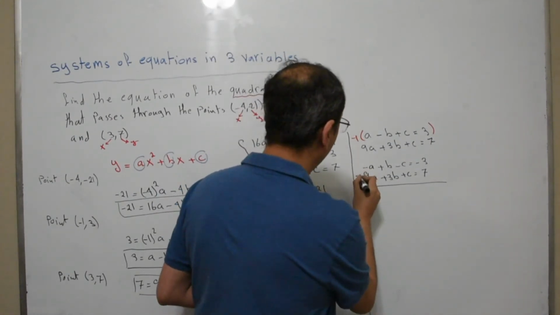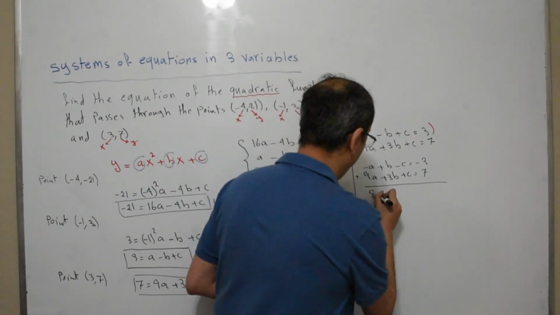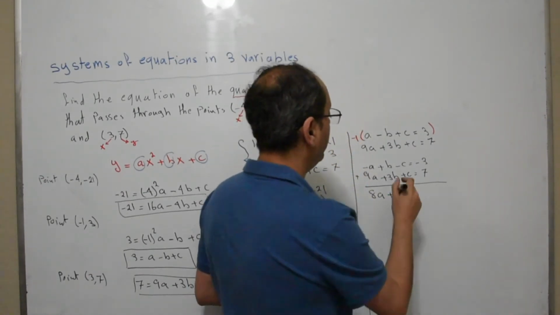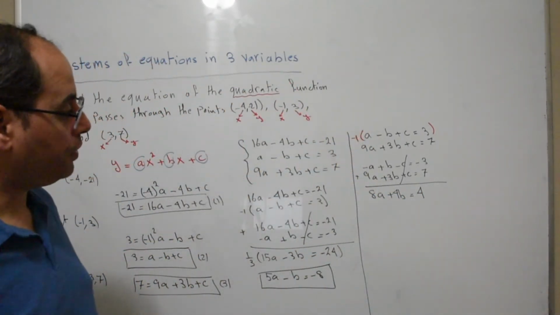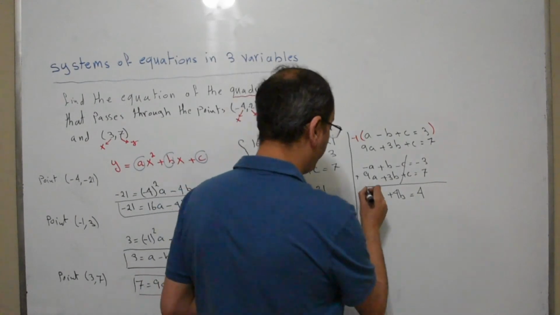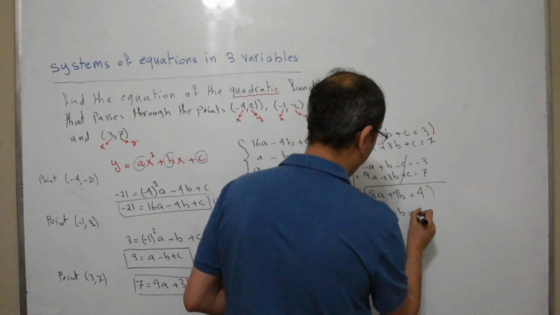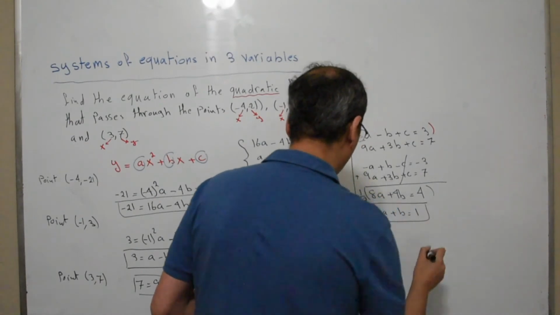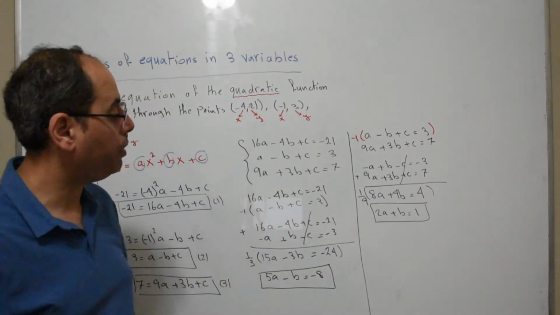Okay, I'm going to add here. So I have negative a and 9a is 8a. b and 3b is 4b. And c is cancelled out. I have here equals 4. Can we simplify this equation? Yes, we multiply by 1/4. So I have 2a plus b equals 1. So now I have two equations: 5a minus b is negative 8, and this one, 2a plus b is 1.